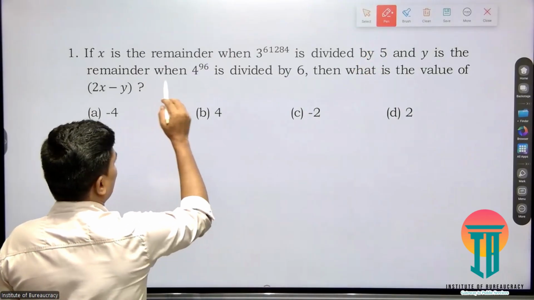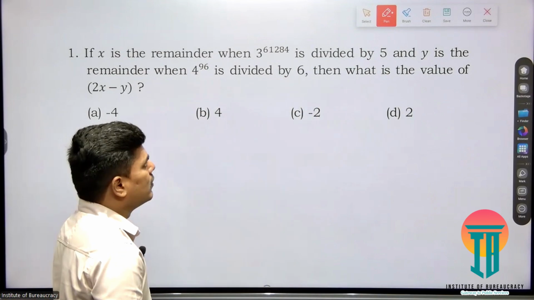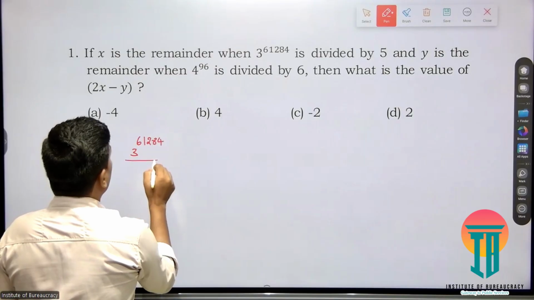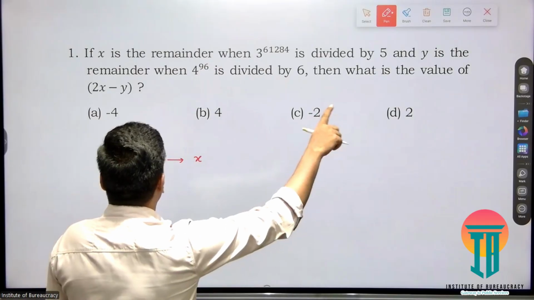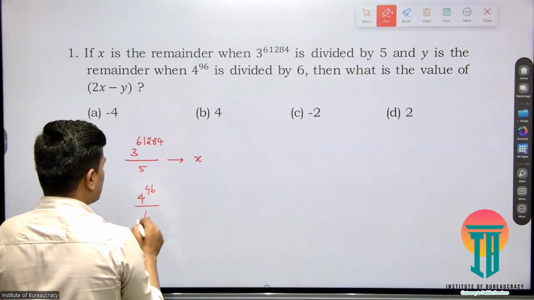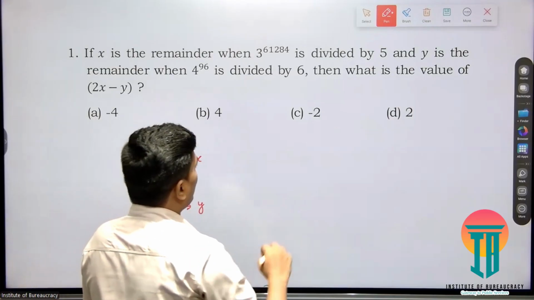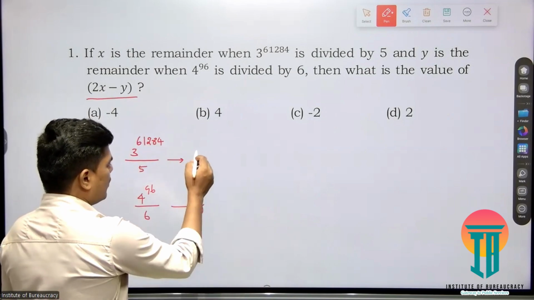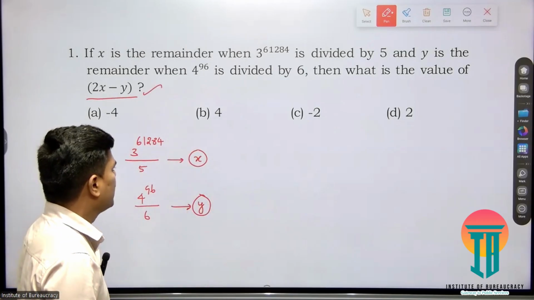Look at the question. X is the remainder when 3 power 61284 is divided by 5. Y is the remainder when 4 power 96 is divided by 6. What is the value of 2x minus y? That's what we want to find. To find this answer, you should know what x and y are. They said they are remainders, so we'll try to find the remainders.